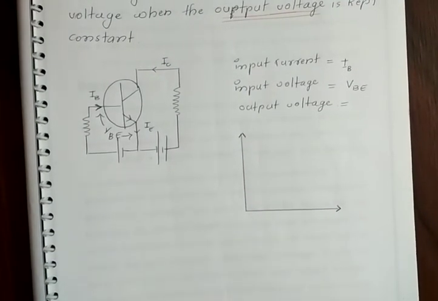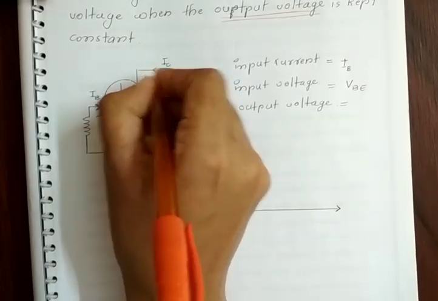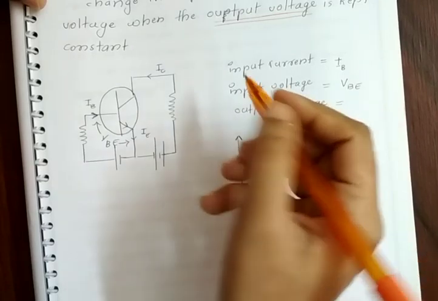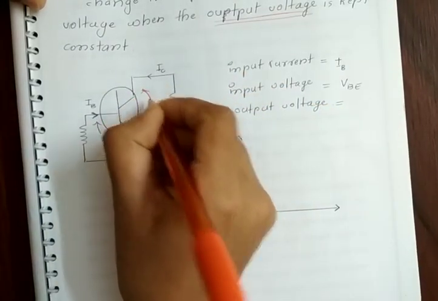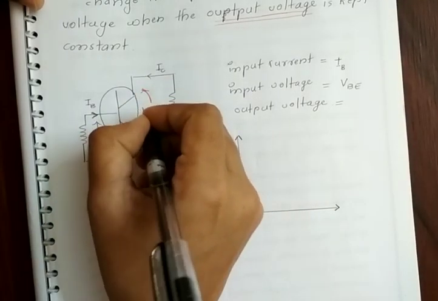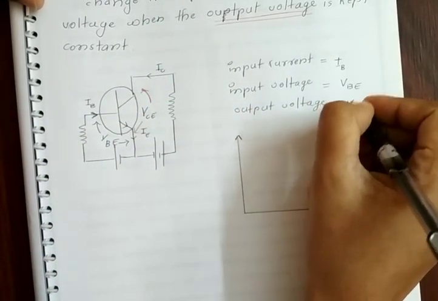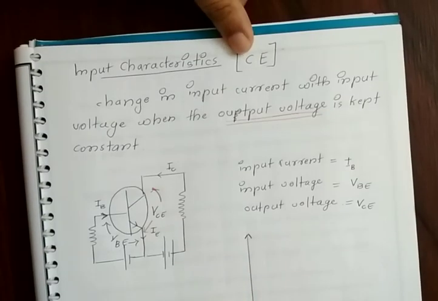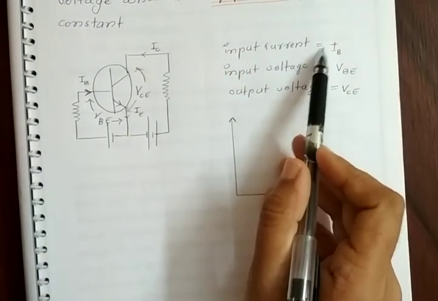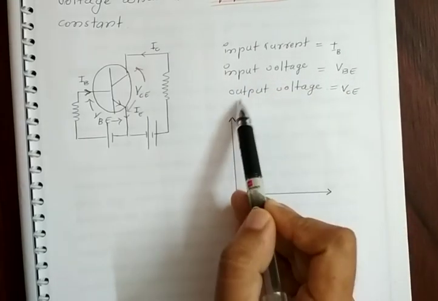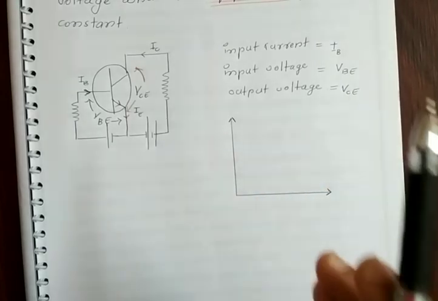Now, what is the output voltage? For a common emitter configuration, collector is the output. Therefore, the output voltage is the voltage drop between the collector and the emitter, and it is written as VCE. Therefore, the input characteristics of common emitter configuration is defined as the change in input current IB with change in input voltage VBE when the output voltage VCE is kept constant.